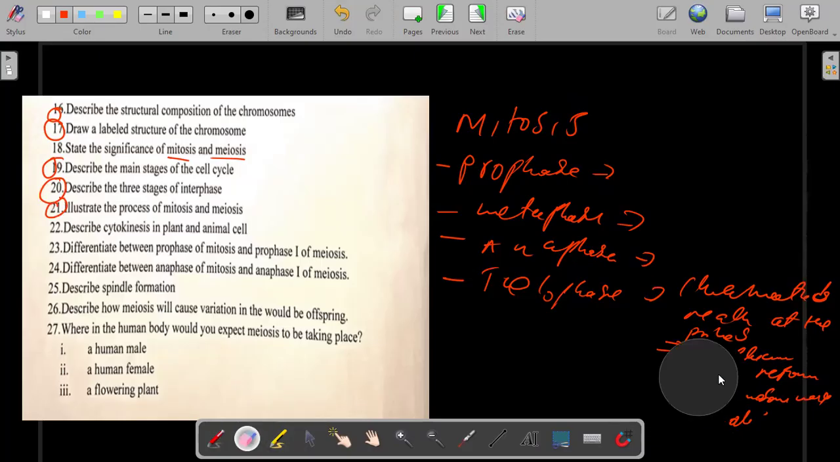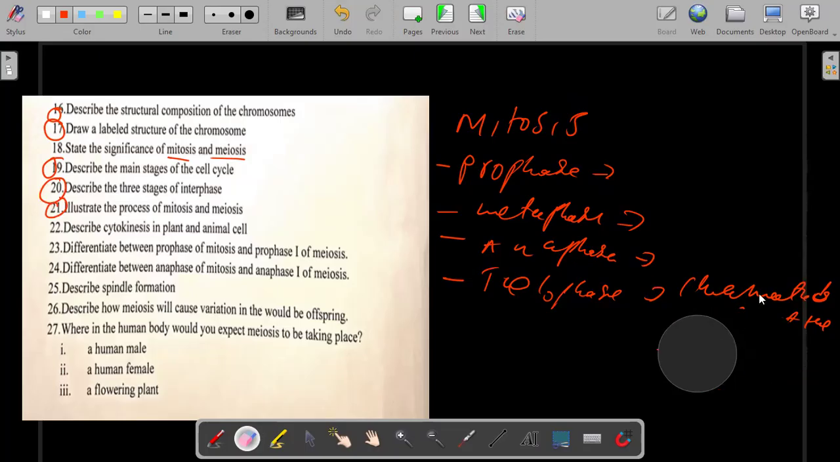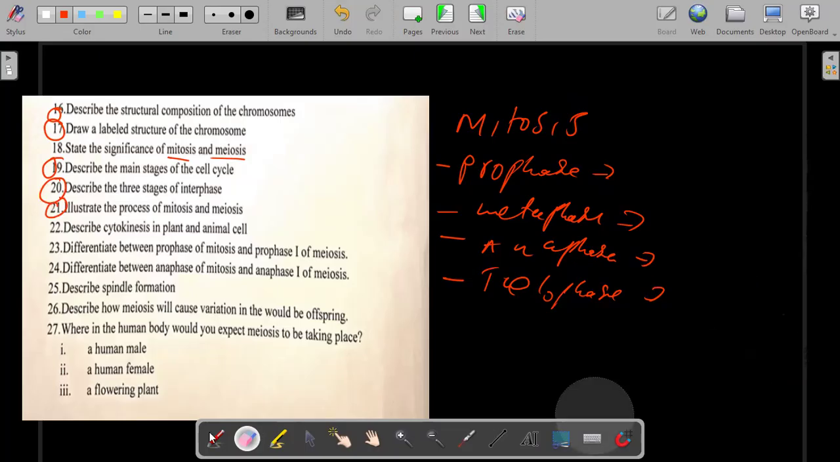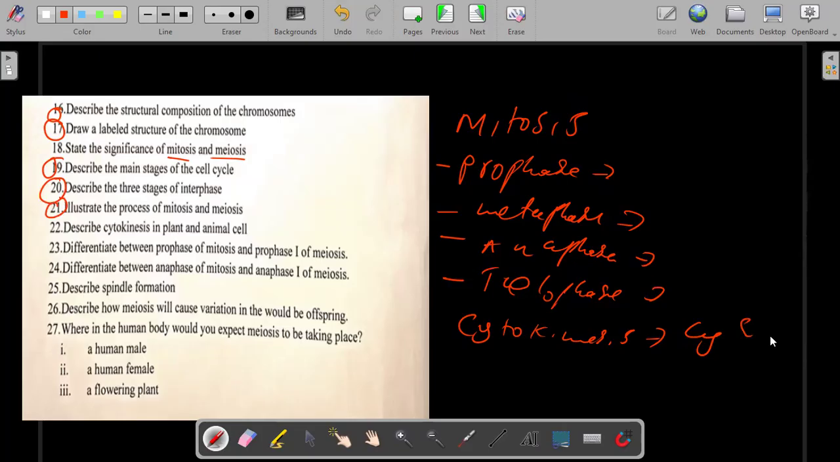So those are the stages for mitosis. Then the cell will undergo what we call cytokinesis. So for mitosis, in cytokinesis, you're going to see the cytoplasm. Here, the cytoplasm will divide. Then you are going to have two identical cells which are going to form.